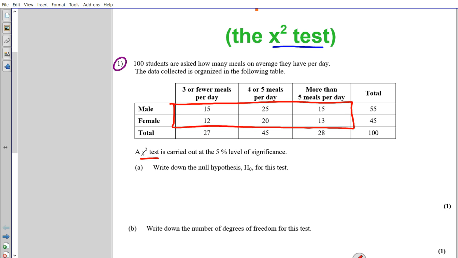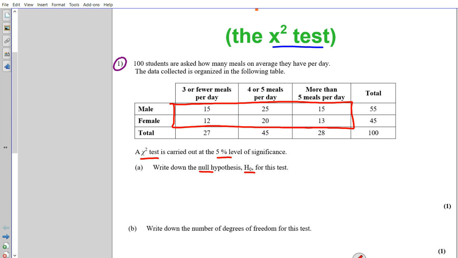So a chi-squared test is carried out at a 5% significance level. That's an important thing to note. Write down the null hypothesis. Sometimes they don't say the words null hypothesis, sometimes I find they just write H0 for this test. So remember, the null hypothesis is easy. You just have to write the sentence. Null is German for nothing, so it means that there's no relationship between them.